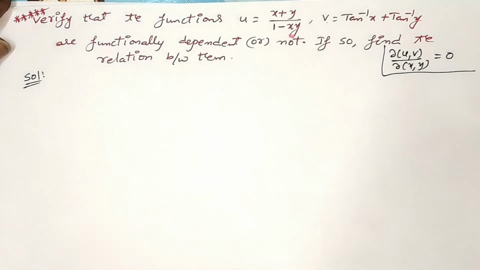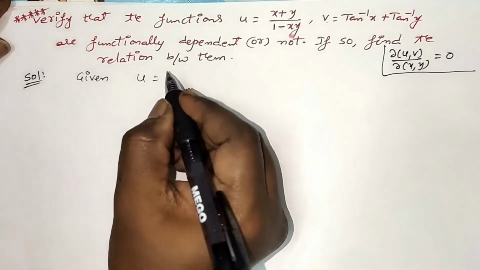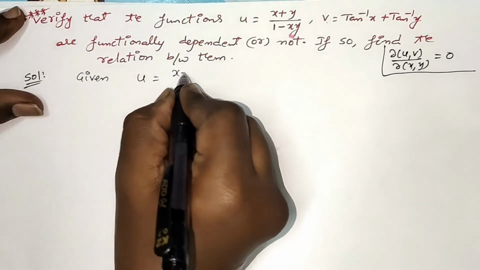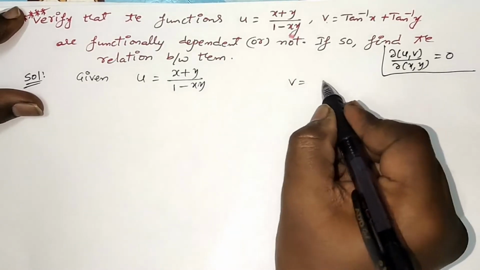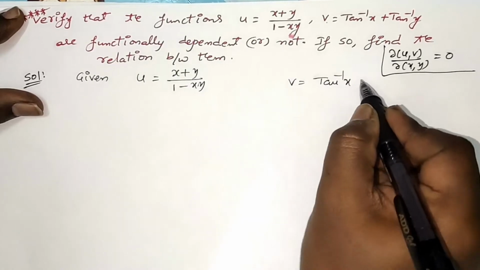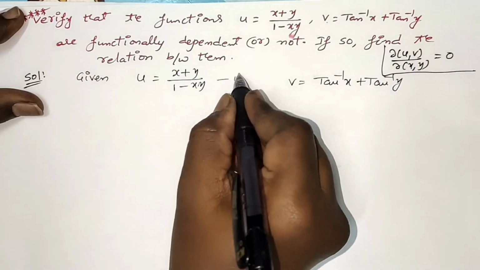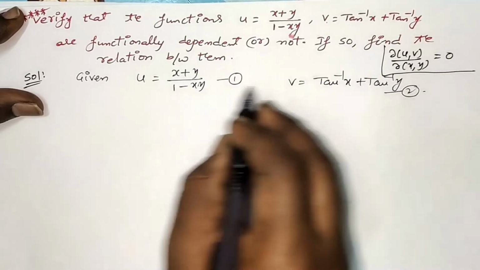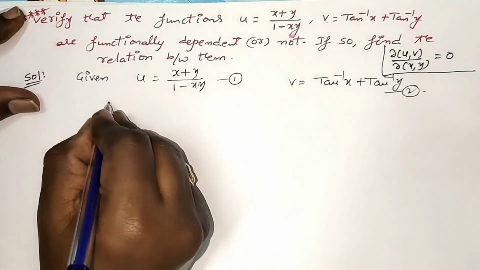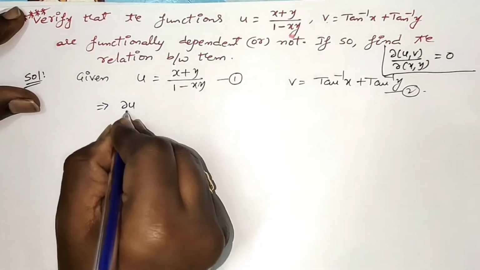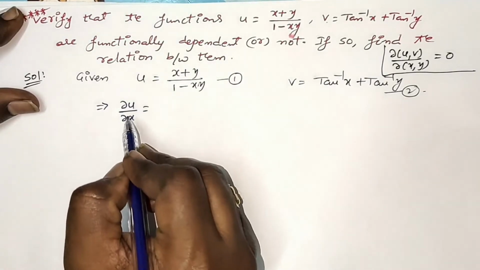Given that u is equal to (x plus y) by (1 minus xy) and v is equal to tan inverse x plus tan inverse y. Okay, first of all, we have to find out the partial differentiations of u with respect to x and y. So calculate dou u by dou x. I am taking the partial differentiation of u with respect to x first.